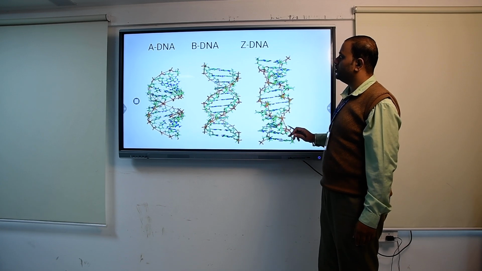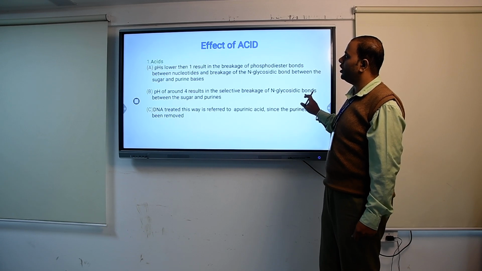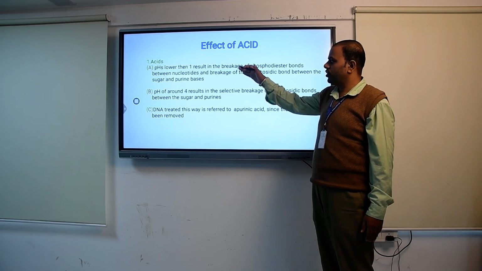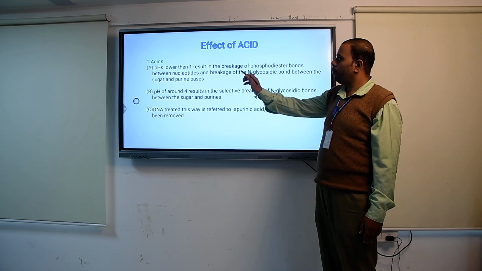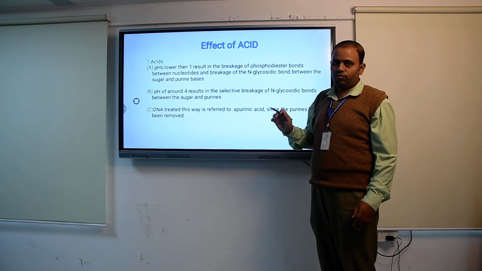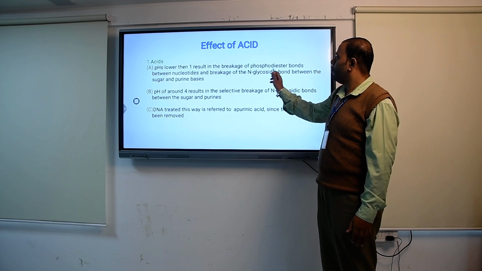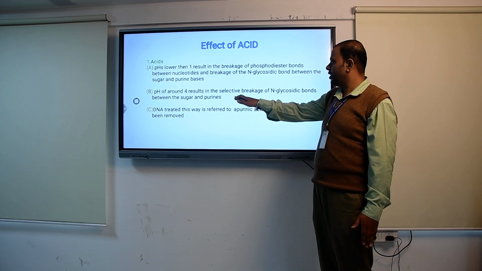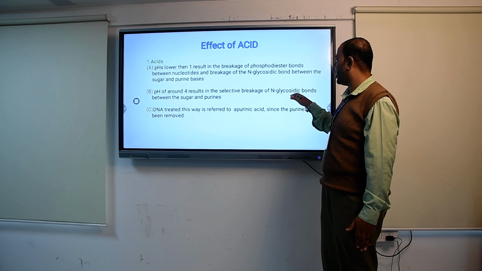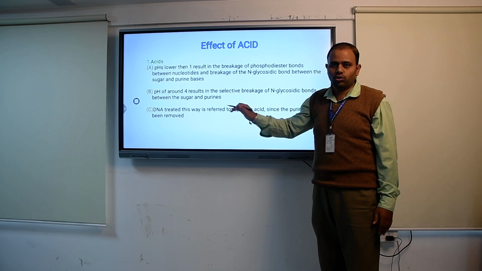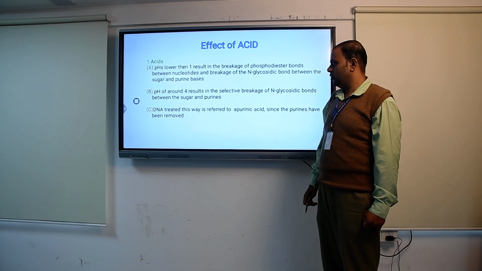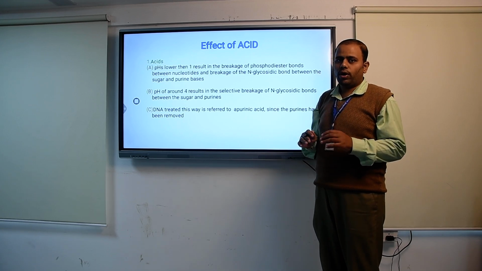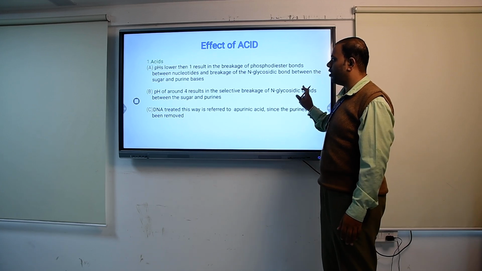So now let us see the different effects of different chemicals and acids on the DNA. First of all, let's see about acid. If the pH is lower than 1, it will break the phosphodiester bond between the DNA. And when pH 4 is there, it will result in selective breakage of the N-glycosidic bond between sugar and purines. This is called apurination. So when the pH is lower, the DNA starts degrading.